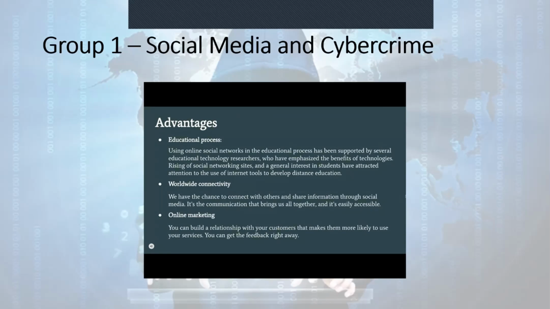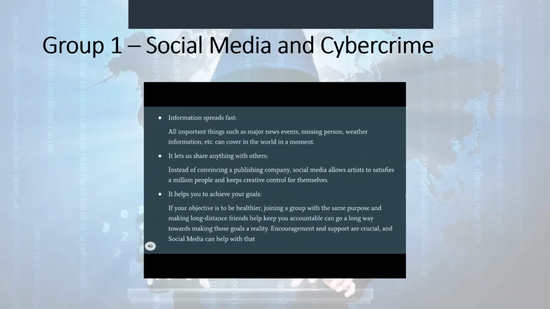Worldwide connectivity. We have the chance to connect with others and share information through social media. It's the communication that brings us all together, and it's easily accessible. Online marketing. You can build a relationship with your customers that makes them more likely to use your services. You can get the feedback right away.